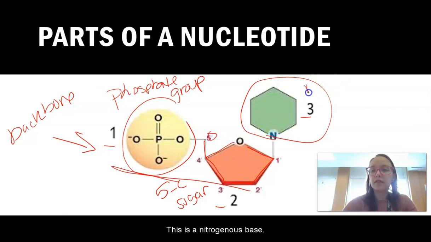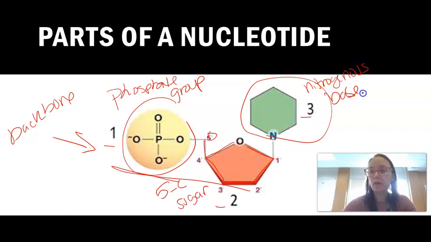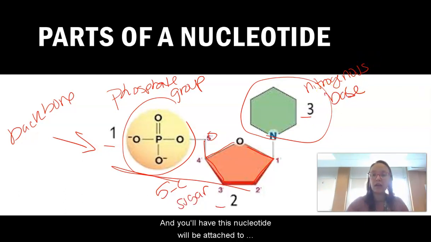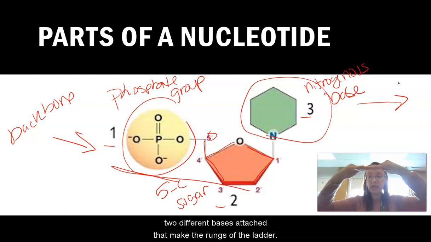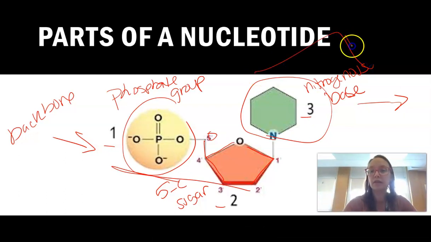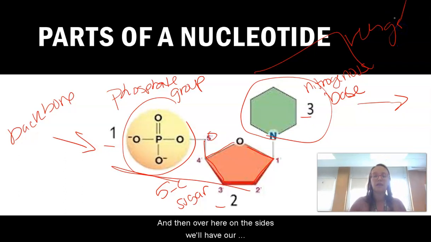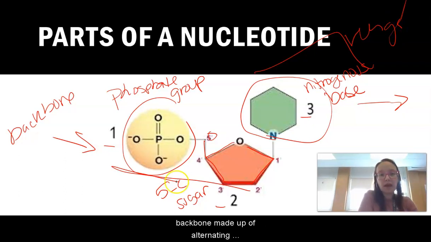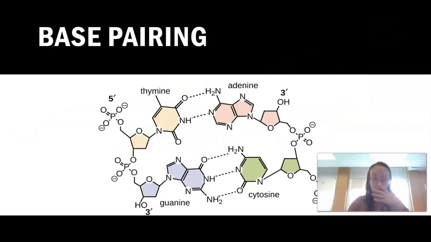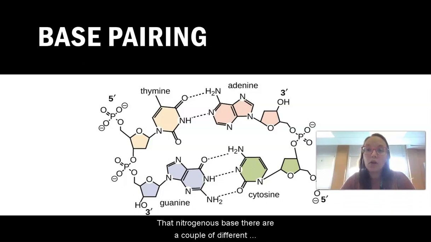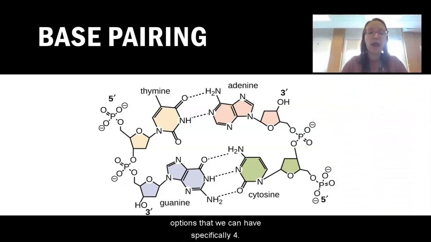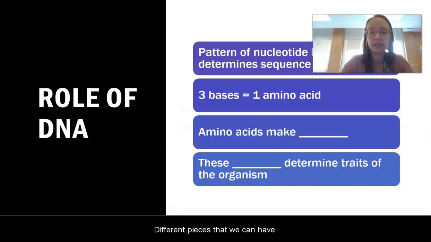And here, this is a nitrogenous base. And this nucleotide will be attached to another nucleotide that goes this direction. So you'll have 2 different bases attached that make the rungs of the ladder. And then over here on the sides, we'll have our backbone made up of alternating sugar, phosphate, sugar, phosphate, sugar, phosphate, all the way down. So that nitrogenous base, there are a couple of different options that we could have, specifically 4 different bases that we could have.